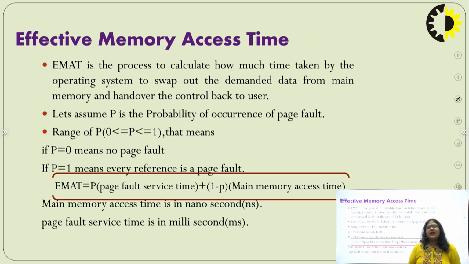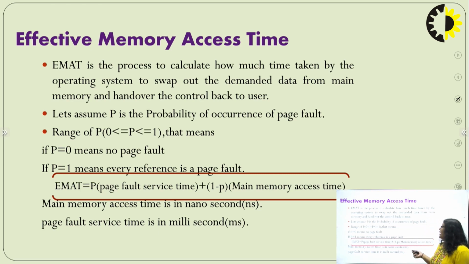Now, the effective access time, because effective access time means we have to find the page. First, we have to find the page in the PMT, meaning the main memory. If that page is not present, then we take the page from the secondary memory to the main memory, and also we have to check the page map table of process P1. So this defines the effective memory access time. Effective memory access time is a process to calculate how much time is taken by the operating system to swap out the demanded data from the main memory and hand control back to the user. That means the user demands the page, and this demanded page we have to give to the user. So this is the complete effective access time.